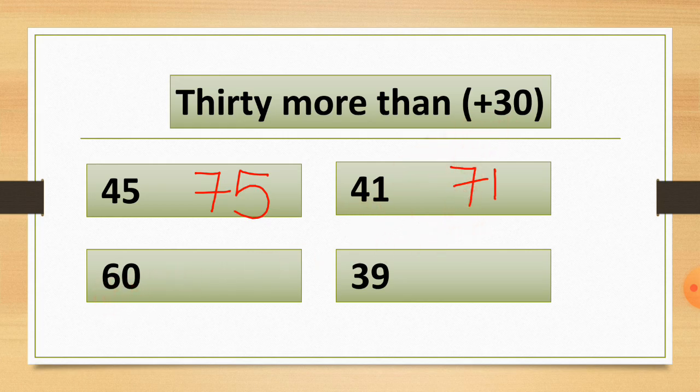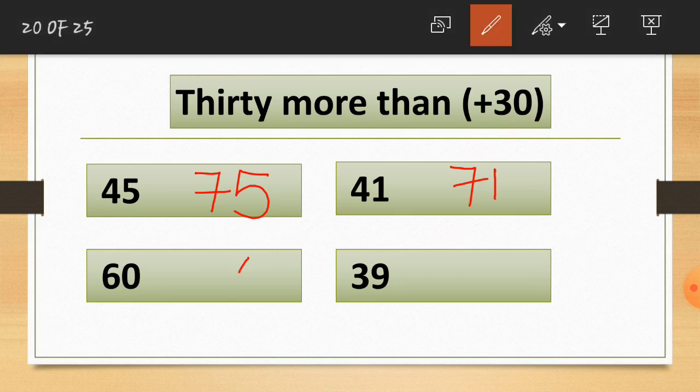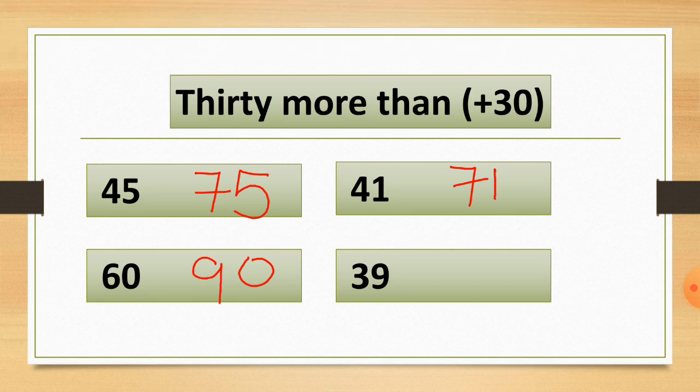Let's see here. Here is the 60. So 0 is at the tens place and you have to add 6 to the 3. So 6 plus 3 is equal to 9. So here is our answer, 90.